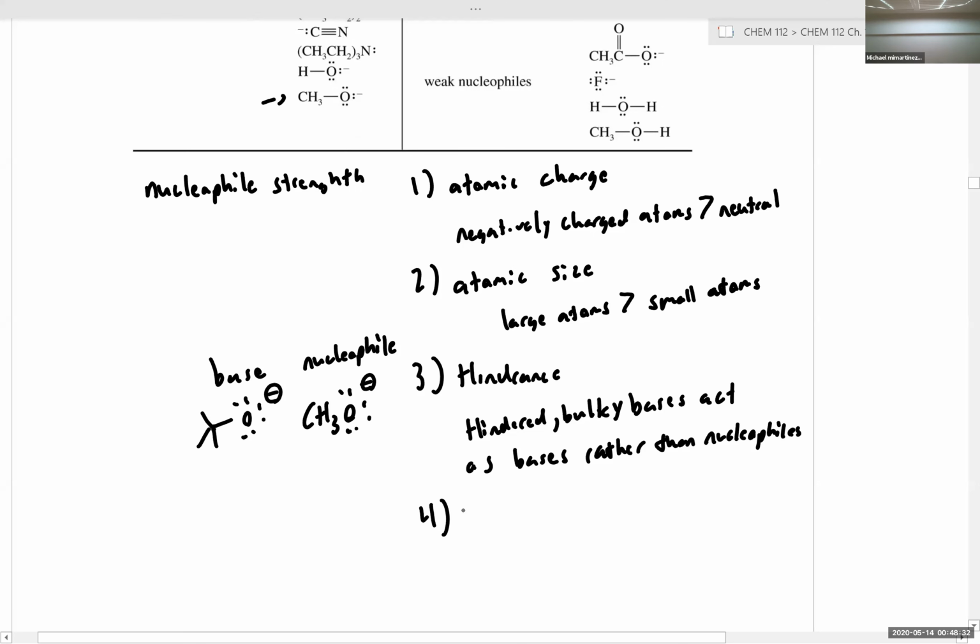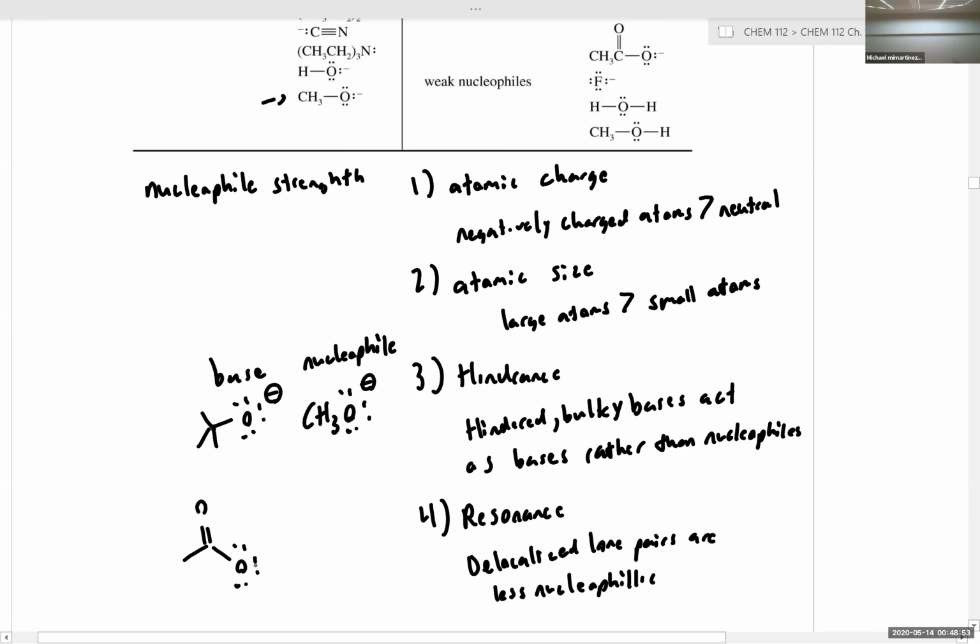The final effect that we'll look at, or that we observed, were resonance effects. Delocalized lone pairs are less nucleophilic. So for example, if we look at acetate, acetate's lone pair is much more delocalized than, for example, methoxide, because acetate's lone pair can be delocalized across multiple atoms via resonance.